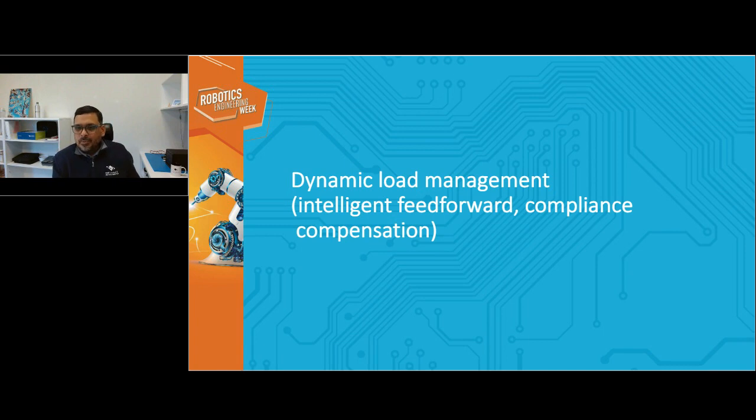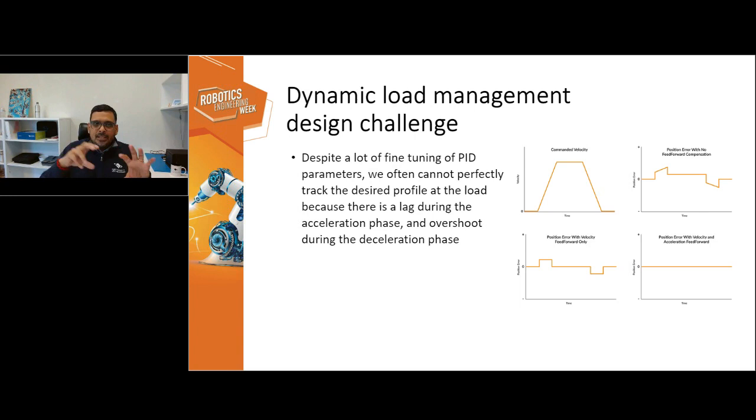The second problem that we typically see is dynamic load management, where you have either intelligent feed-forward requirements or compliance compensation. We've seen cases where the mechanical construction is nonlinear, but if you want smooth motion, you want to be able to offset some of the nonlinearity with compensation tables. And we've seen cases where they cannot put an encoder right at the motor.